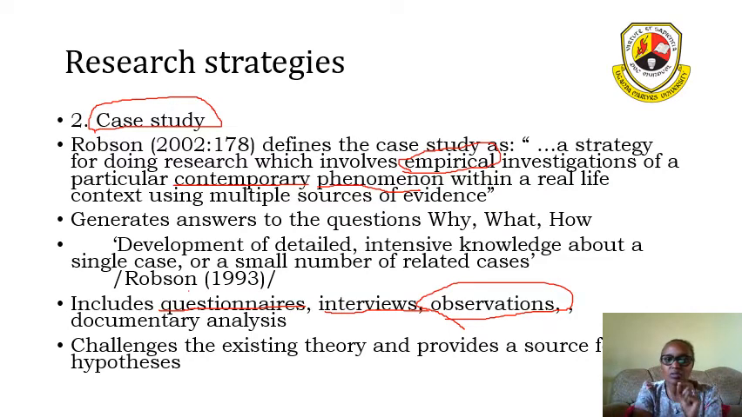Now, case study. We had earlier talked about the fact that our research methods are connected to our research approach. If I can just go back and remind you on the previous one, we discussed experimental research. Experimental research is a highly quantitative type of research, because as you can see, you're measuring variables.